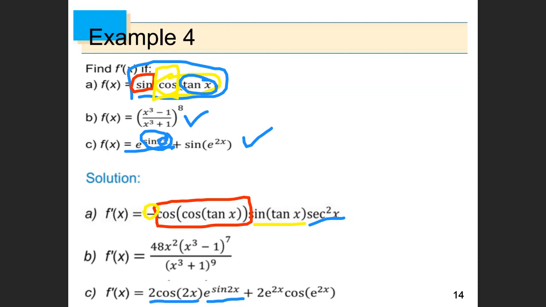Now you move to the second function. You have sine of e to the power 2x. What do you do? The outer function is sine. If I differentiate sine, I have cos. That is my outer function. Times the derivative of everything you see in brackets. What's the derivative of e to the power 2x? It stays e to the power 2x. But you need to also differentiate that power there, which is 2x, which is 2. There you go. All right.